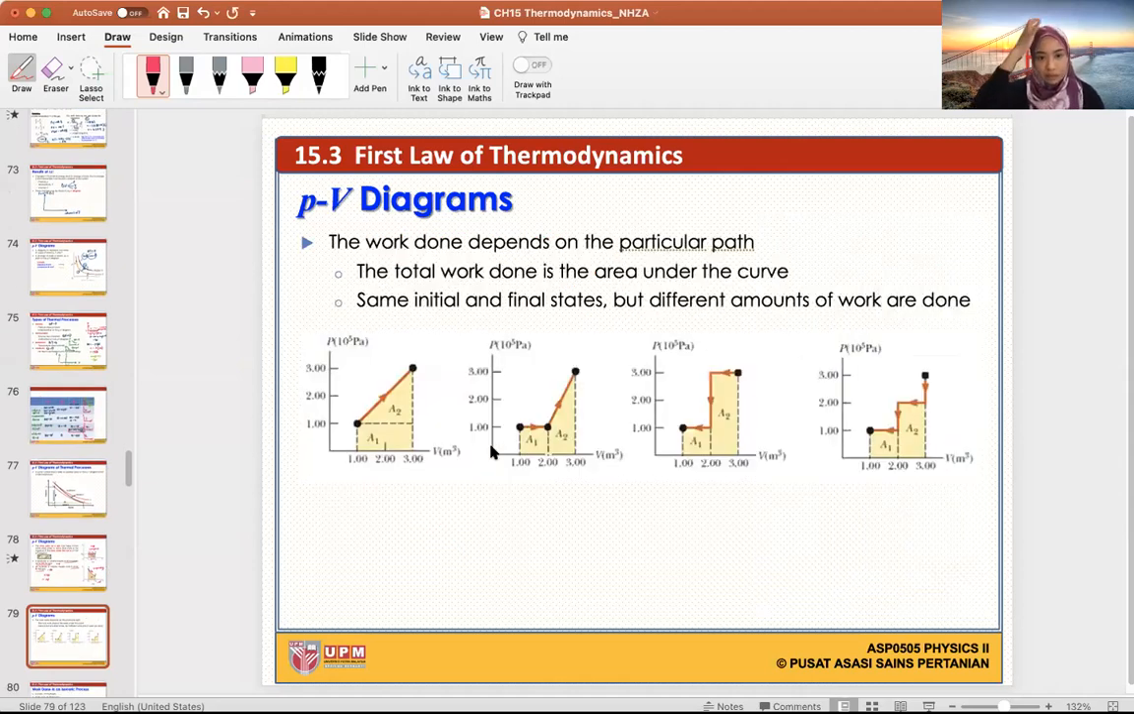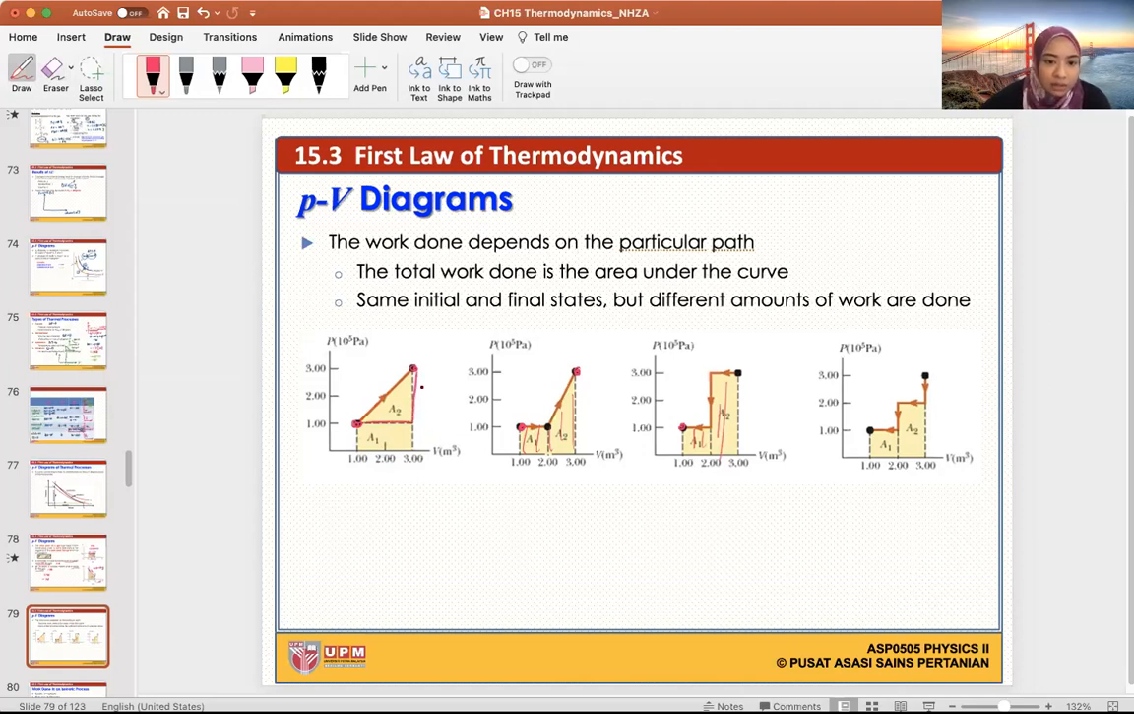Okay, and then the work done depends on the particular path. Let's say we start at 1 and we finish at 3. This one also starts at 1, finishes at 3, starts at 1, finishes at 3. But the area under the curve is different. So that means the work done by these processes are different, even though they start and end at the same point. So the way you can calculate the area is using the scale.